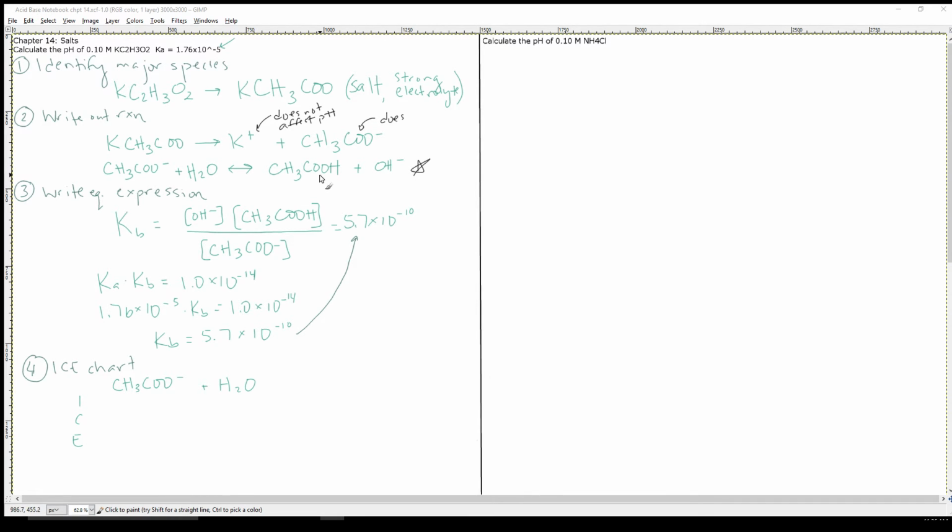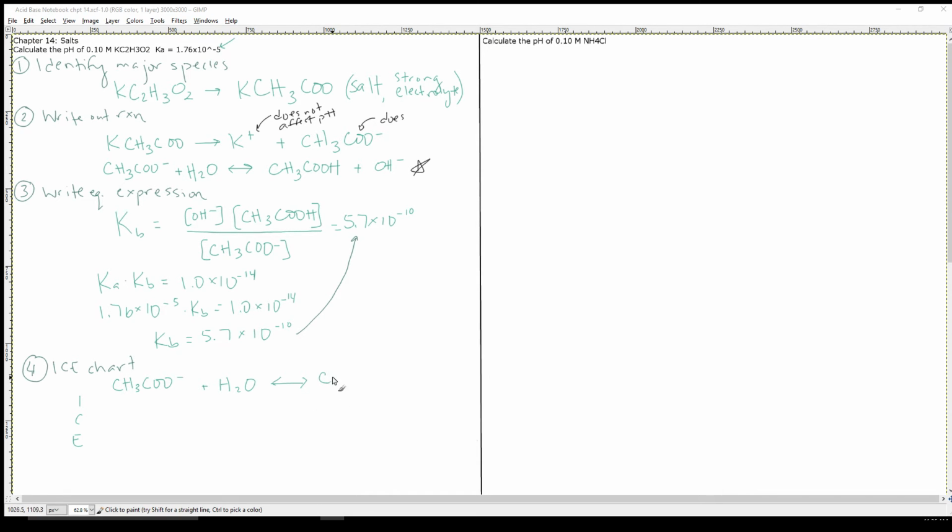Another way to remember which equation we're actually going to use in our ICE chart is you always use the equation for the weak substance. That's another way to remember it. Use the equation for the weak substance. And we know that acetate and acetic acid are weak, so that's why I'm using this equation. And that's why I need this double arrow.